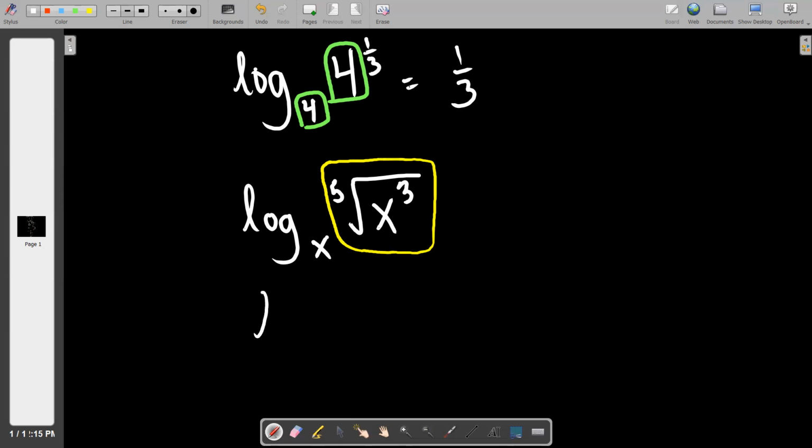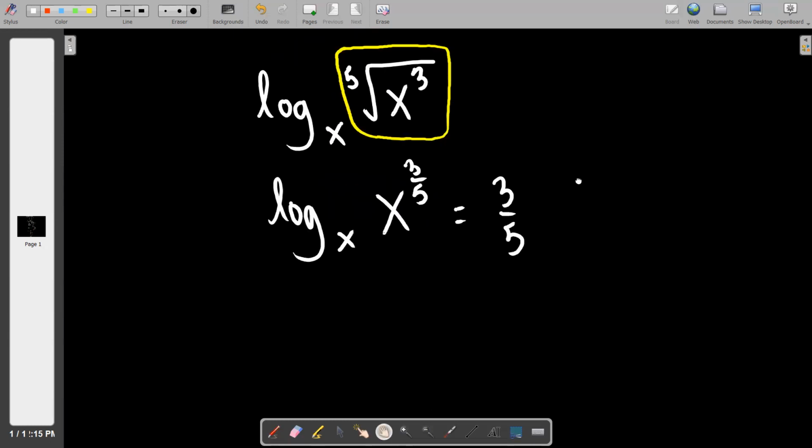So I'm going to write this now as log base x of x to what power? To the 3/5. So what is the answer to the problem? 3/5. If you can get those bases to match, you're golden. Everybody still okay?